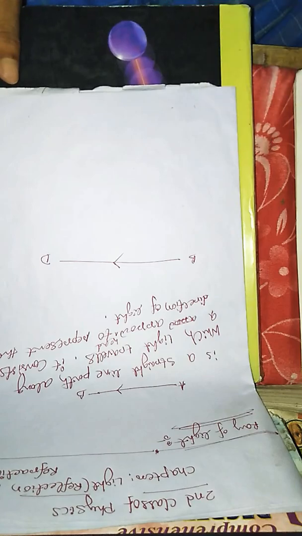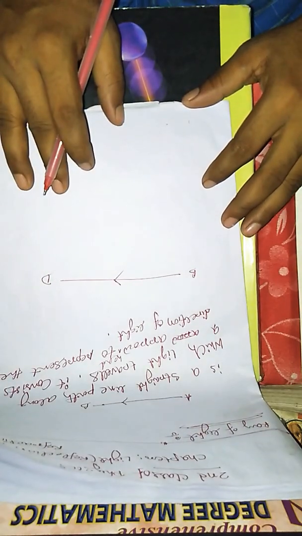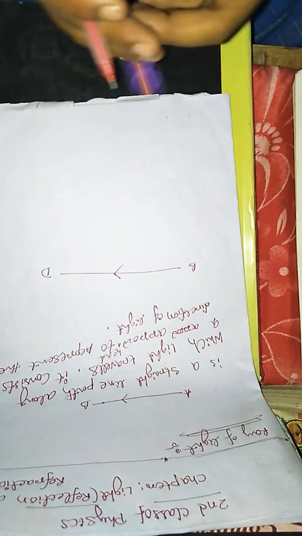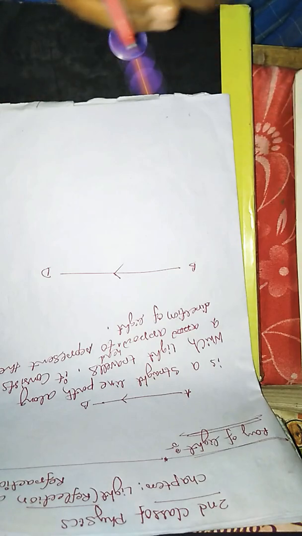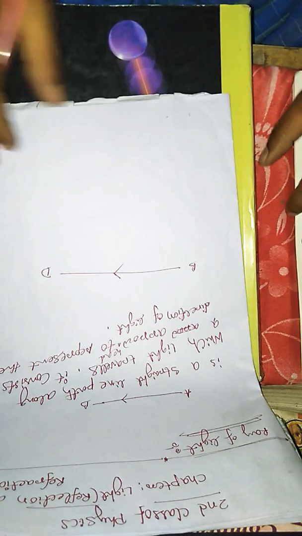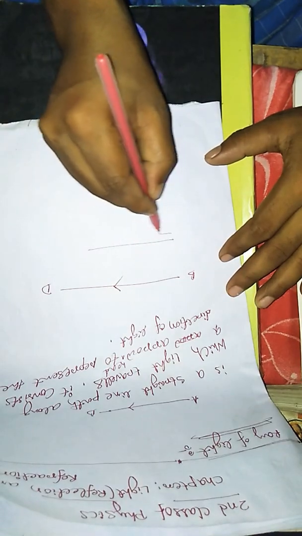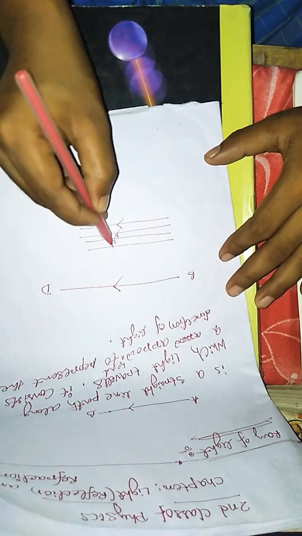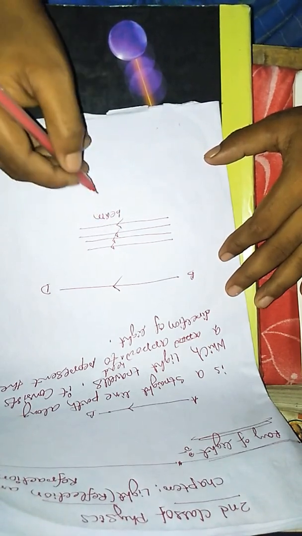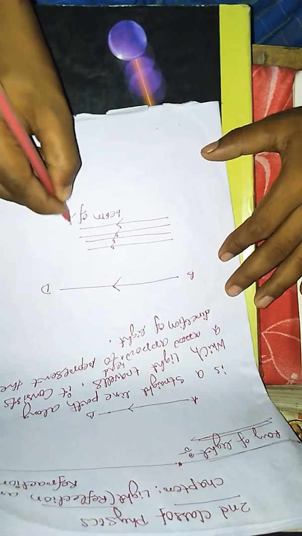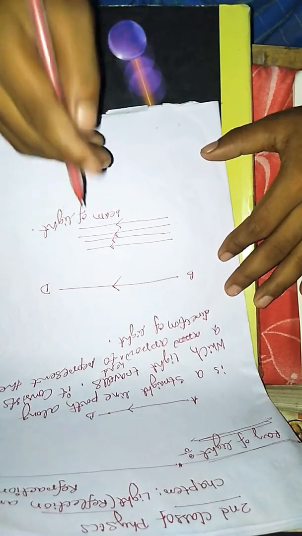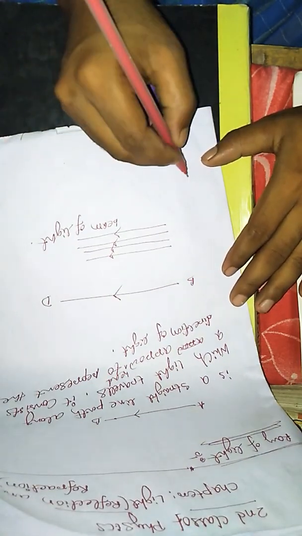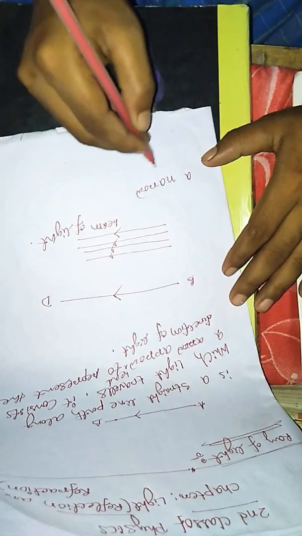Now, when 2 or 3 rays of light combine, we get a beam of light. When 2, 3, 4 or as many as possible light rays combine, we get a beam of light. This combination of the rays of light is called a beam of light. And a narrow beam, narrow means very thin.